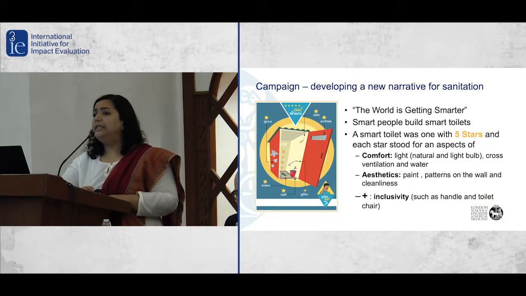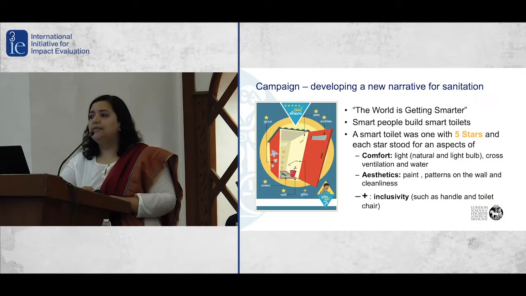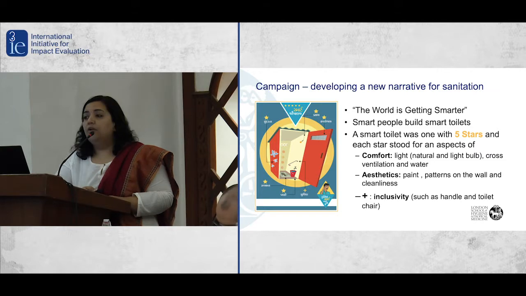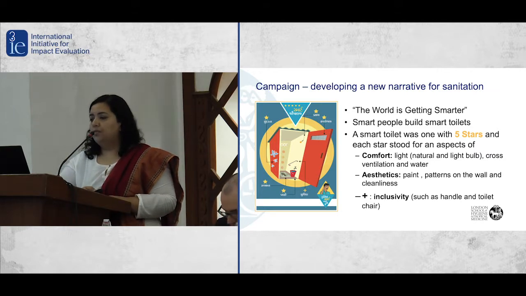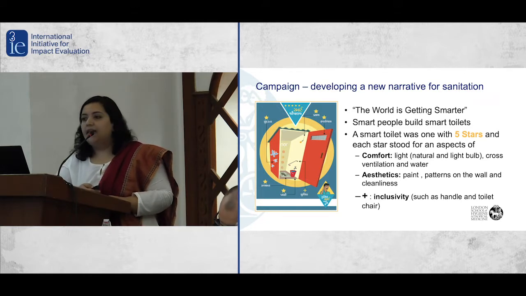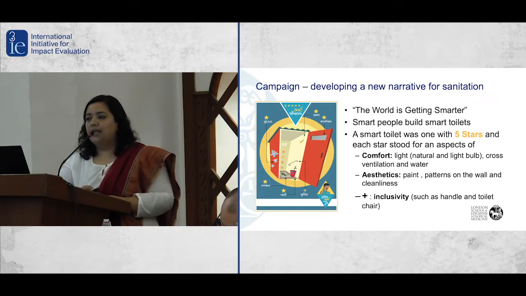So the overall theme that emerged from this campaign was that the world is getting smarter, and smart people build smart toilets. Here we looked at developing a new narrative around sanitation, to not talk about it as something which was disgusting, but something which was more desirable, and for which people could feel proud. So we talked about the 5-star elements of a smart toilet, and in the 5-star, each star stood for an aspect of comfort, aesthetics, and inclusivity.